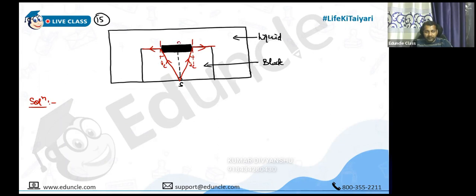Let this radius be R. This will be a circular path, no? Because this will happen all along the surface around that point source. So it will be a circle. So this will also be IC. And what is this value?